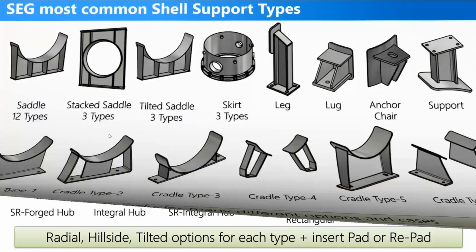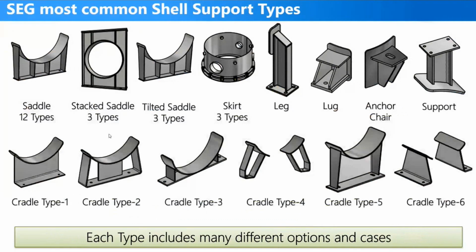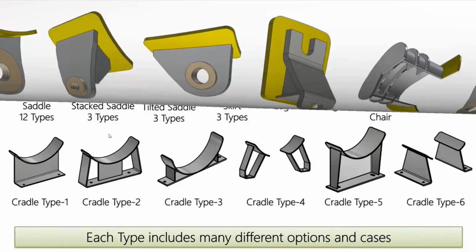Some other types of supports are available in SEG software. For example, for vessels and towers, you can use saddles, stacked saddles, tilted saddles for tilted vessels, skirts, support legs, lugs for vertical vessels, anchor chairs for storage tanks, and support legs from standard hot rolled sections. Some other types of cradles for small vessels.